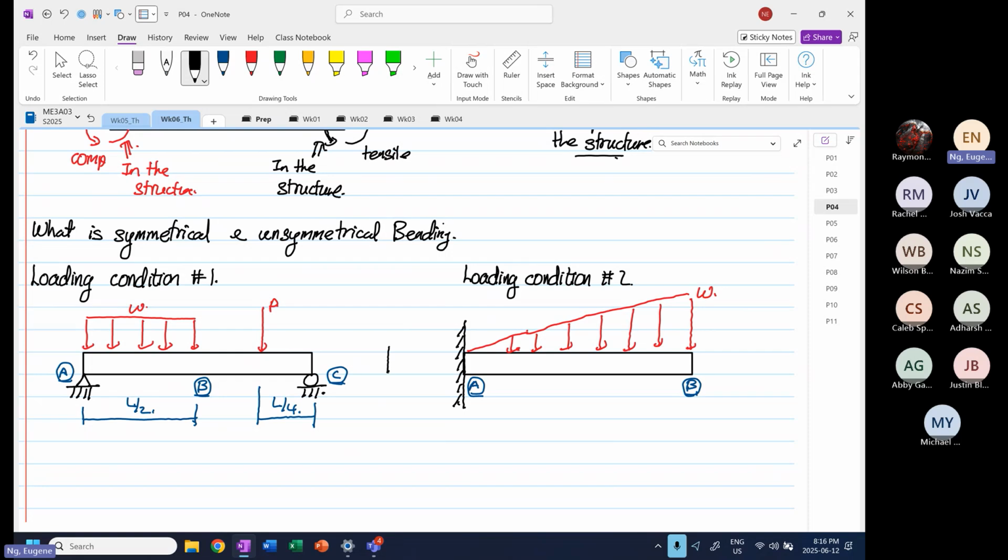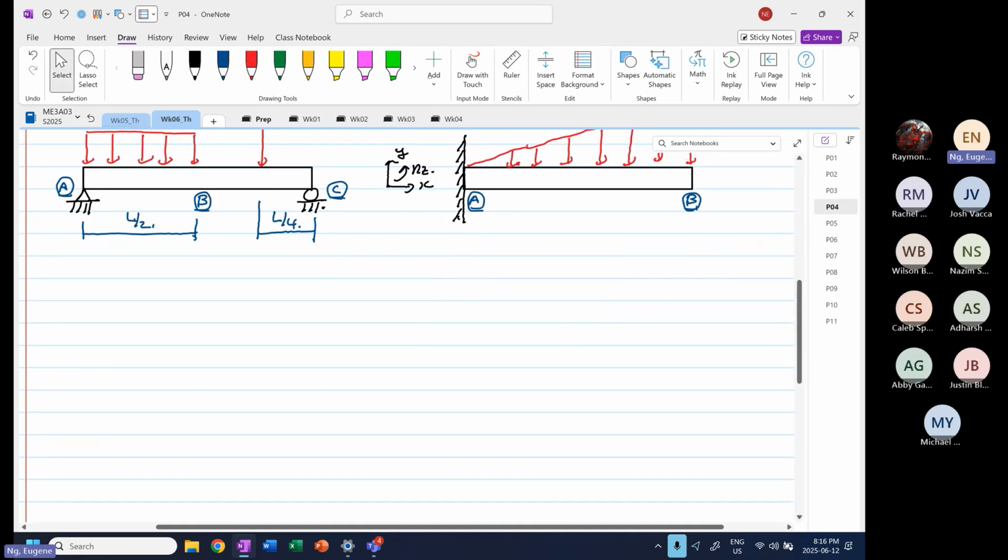See the same transformation. So this is our X and this is our Y. This is rotation about Z. Now the next thing I'm going to draw, okay.